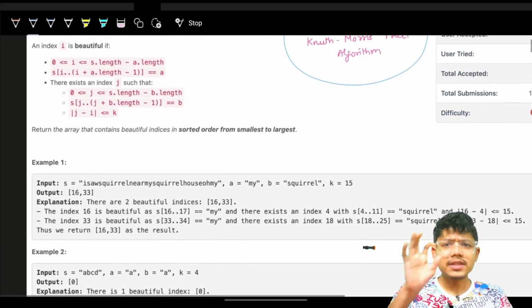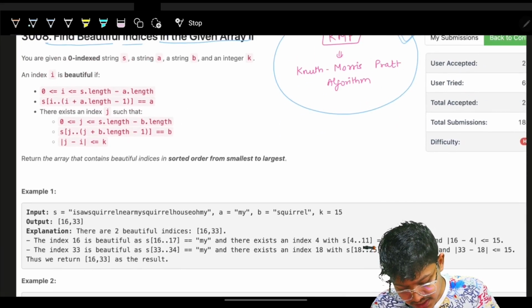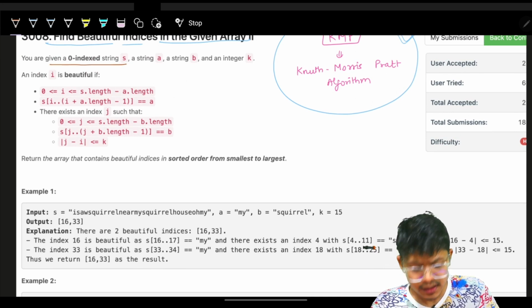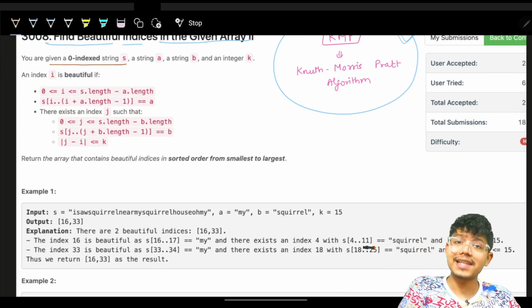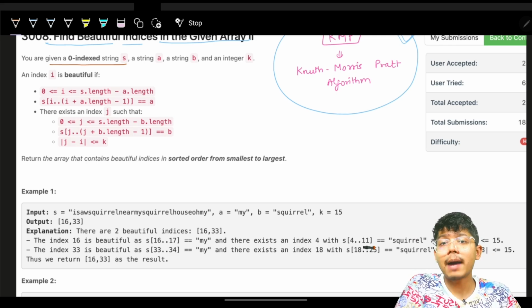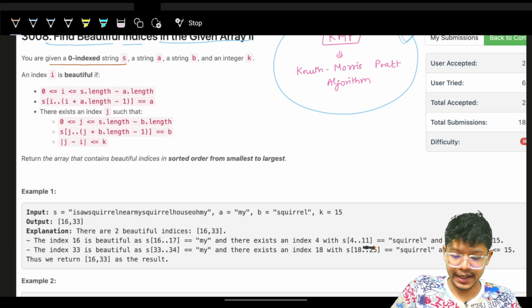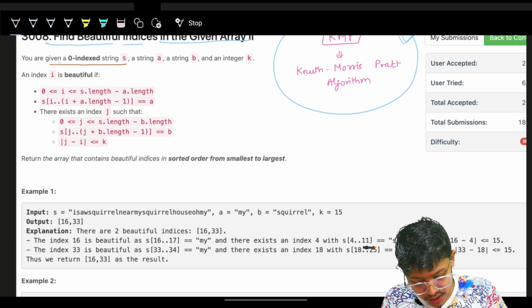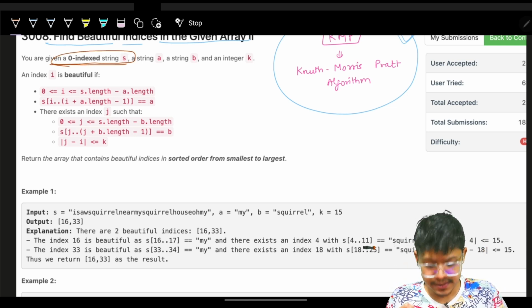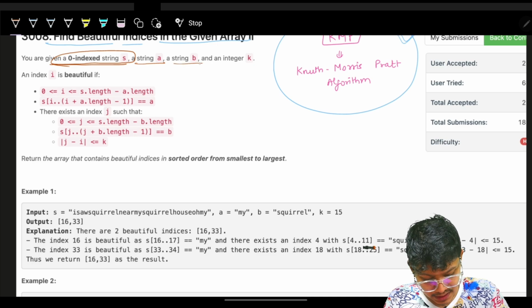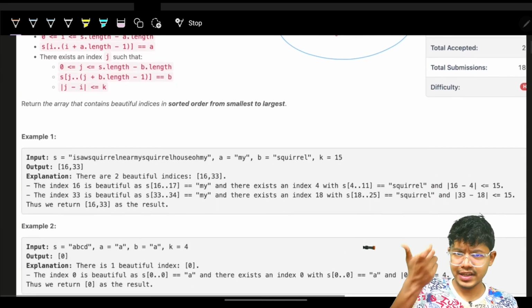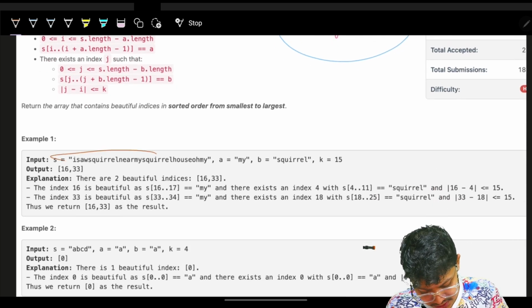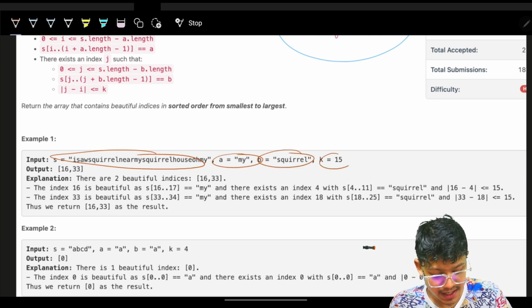Now the problem is very simple. We will take a reference of this problem so as to understand how and where Rabin-Karp or KMP, a string matching algorithm, can be applied. You are given a 0-indexed string s, a string a, a string b, and an integer k.